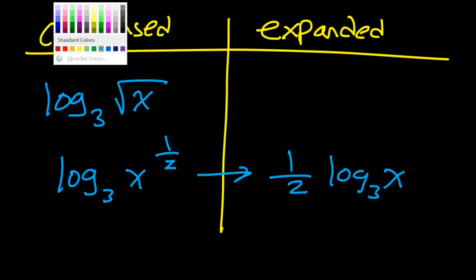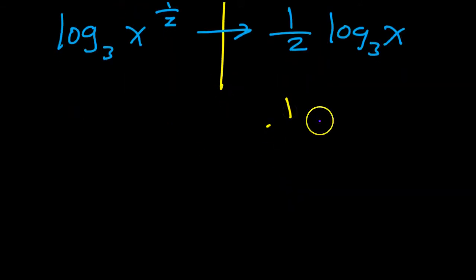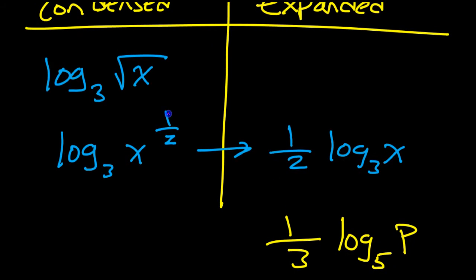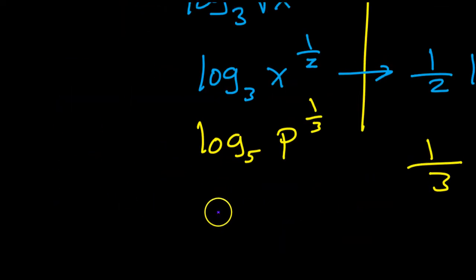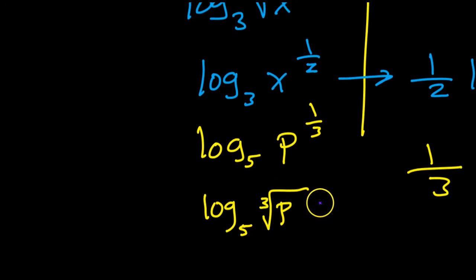Similarly, what if I had 1/3 log base 5 of p? This is in expanded form, but in condensed form, this 1/3 has to wind up as the exponent. So this would be log base 5 of p to the 1/3 power, but we wouldn't leave it that way. We would go ahead and write log base 5 of the cube root of p. So that's something that's going to happen, so watch out for that.